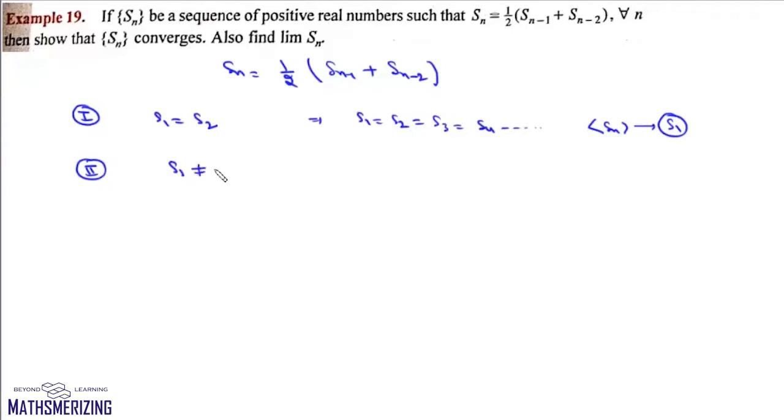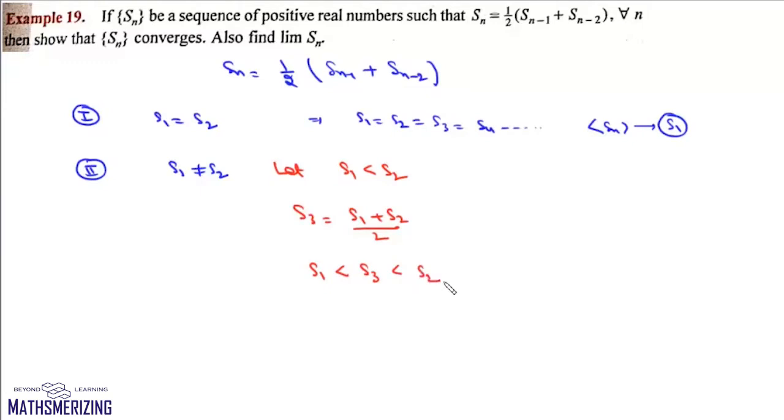Now we consider the second case when S1 is unequal to S2. So if S1 is unequal to S2, then either S1 is less than S2 or S1 is greater than S2. So we'll take any general case. We'll assume let S1 is less than S2. Now we find S3. S3 is S1 plus S2 by 2. Now S3 is arithmetic mean of S1 and S2. That means S3 will lie between S1 and S2. So we'll write S1 will be less than S3, which is less than S2.